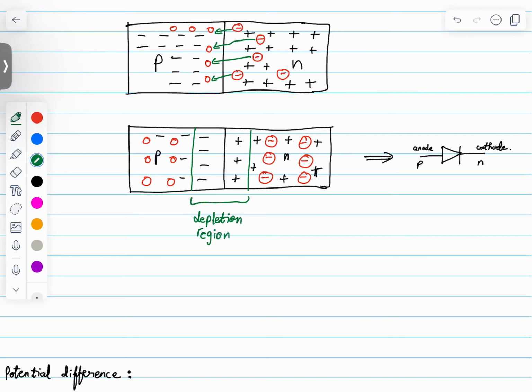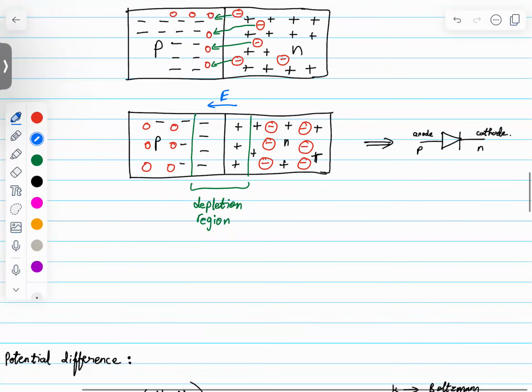And it's important to note that in the depletion region, there may not be free holes or electrons, but there's still fixed charges. There's fixed positive charges here, and there's fixed negative charges here. And I emphasize that because of these fixed charges in the depletion region, there's an electric field, right, from the positive to the negative. So this is the electric field of a p-n junction.